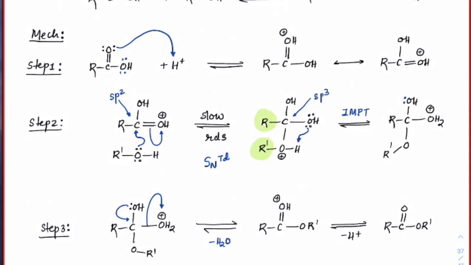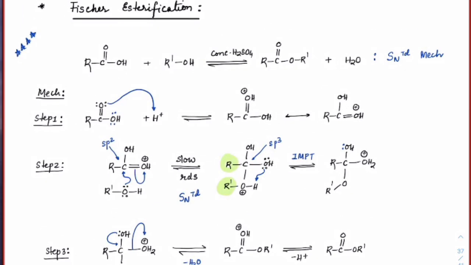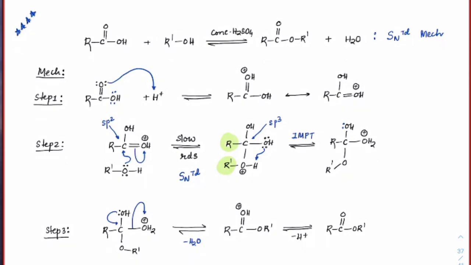And all those points we will come across in carboxylic acids, but as of now for this chapter we need to learn what is esterification, how it is done. Okay, so 3 steps you can see. First step is about formation of the equivalent resonating forms. Second step is SNTD mechanism. Third step is removal of that H2O group and retaining back the ester form here.